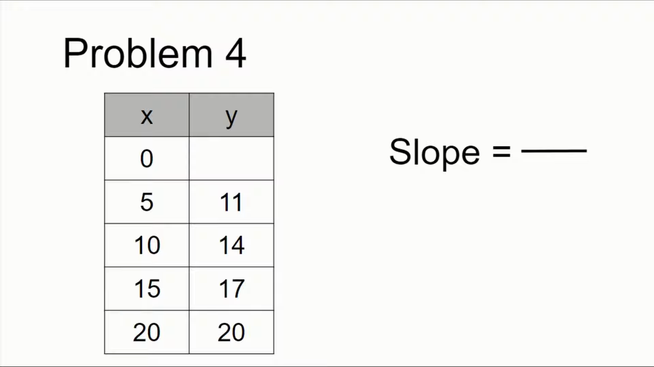Problem 4. Let's find the slope for this table. Taking a look at our y values, how do I go from 11 to 14? That's going to be a change of plus 3.